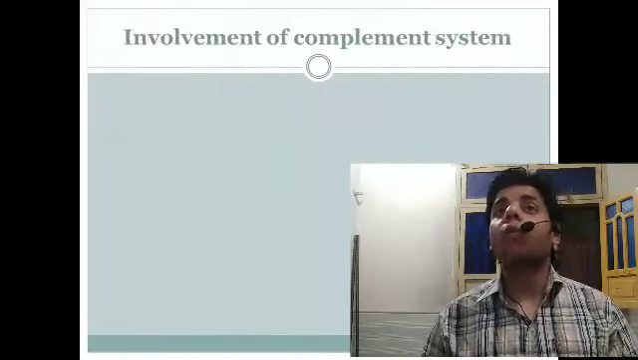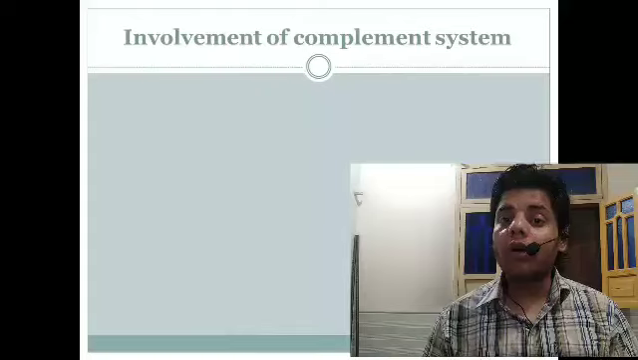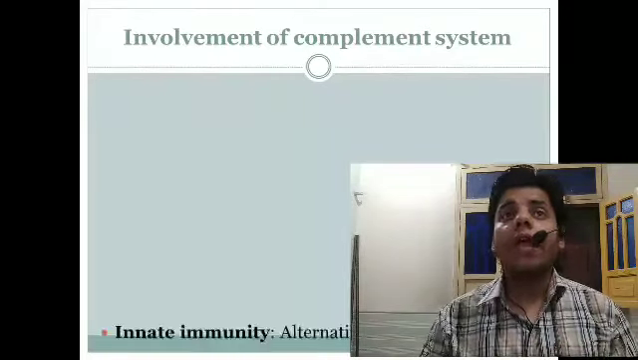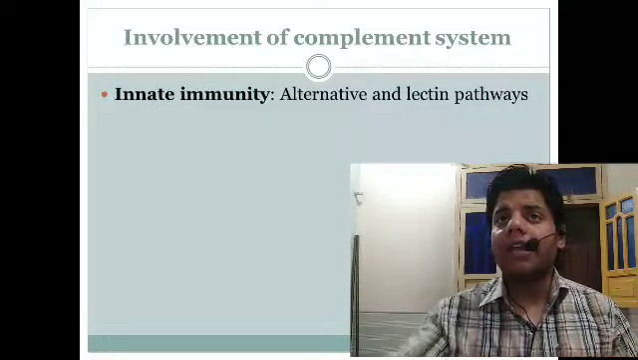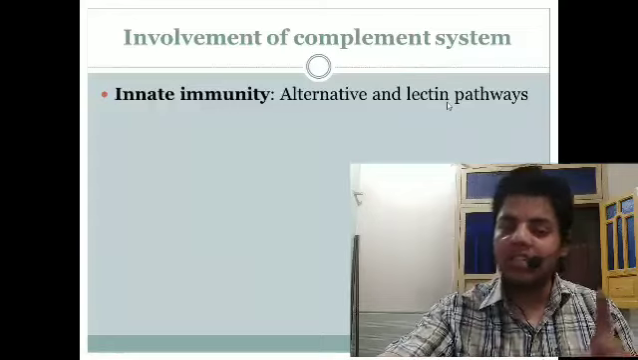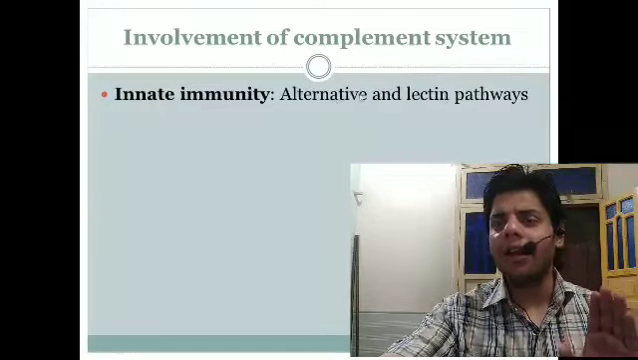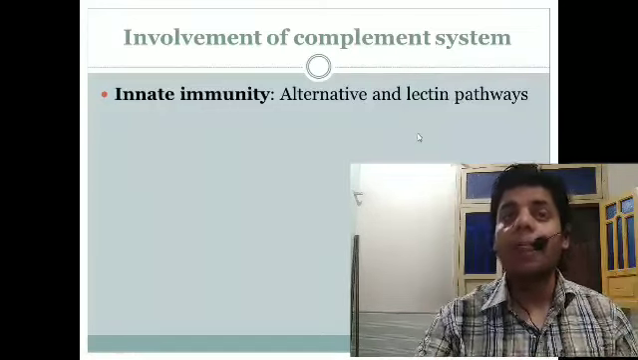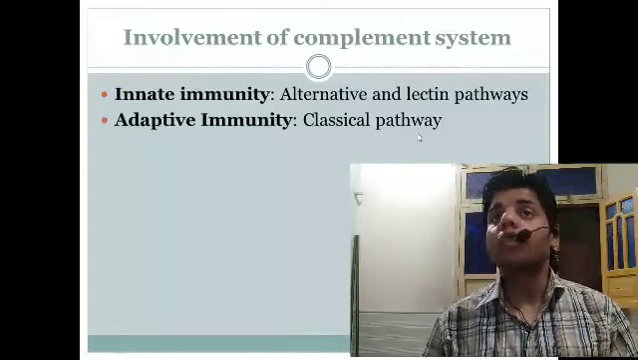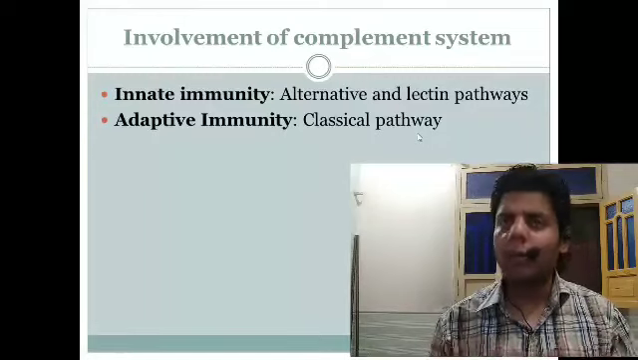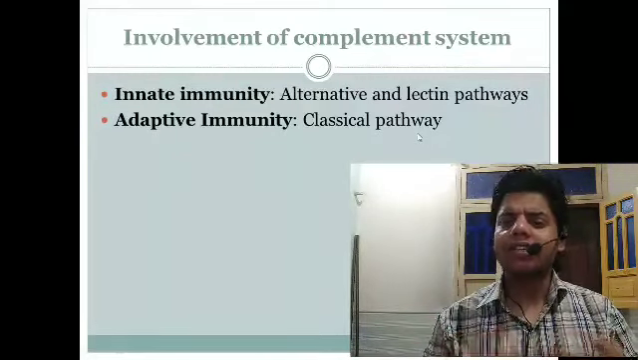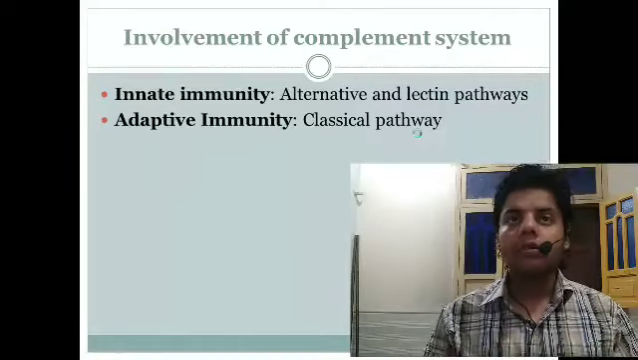Now let's talk about the involvement of the complement system, that is, what kind of complement pathways are involved in innate and adaptive immunity. Innate immunity contains the alternative and lectin pathways. Inshallah, we will discuss the alternative and lectin pathways in the complement system. On the other hand, adaptive immunity contains the classical pathway. Don't worry about the classical, alternative and lectin pathways. We will discuss them all inshallah in the complement system.